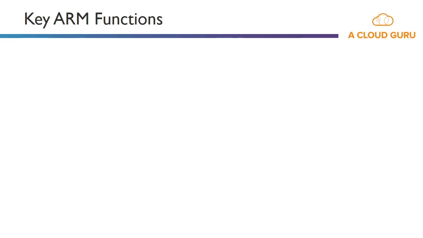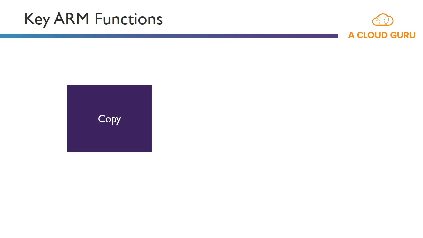Another thing to keep in mind are some of the key ARM functions, and you're expected to know these for the exam. So for example, you need to be aware of the copy function. This enables us to declare a resource, then just say, hey, we want to copy it 3 more times, and we'll see that in a subsequent demo.